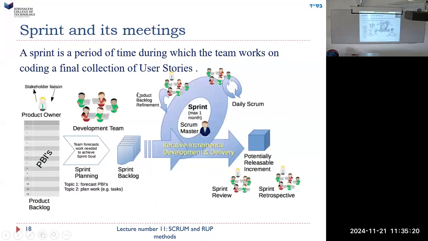Okay. Sprint and its meetings. So PBI is short for product backlog item. It's an item in your product backlog. Did you do this in the introduction? I think you mentioned an introduction to it, but not in detail. Not in detail. No. Maybe.